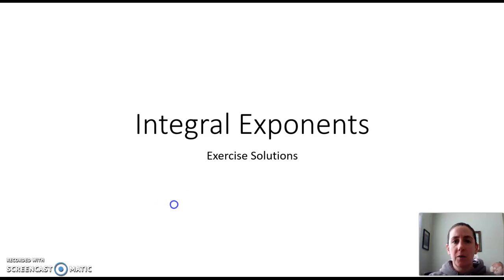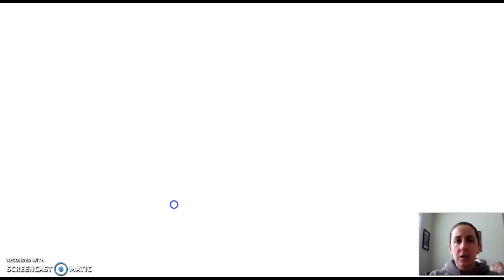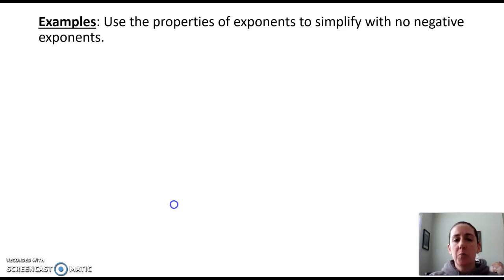Let's go over our integer exponent exercise solutions. So first up for the example, let's use the properties of exponents to simplify and make sure we have no negative exponents. So the first one, negative 3 raised to the third power.